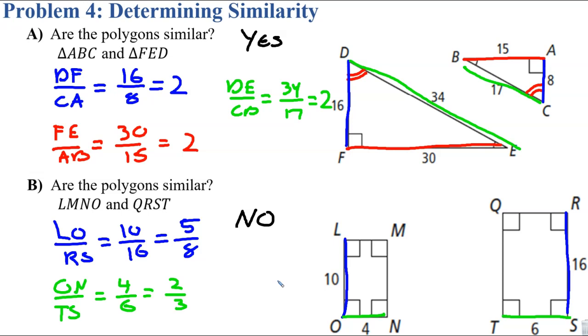Okay, so to be congruent, not congruent, but similar figures, we need all corresponding angles congruent and all corresponding sides proportional. They all need to reduce to the same thing.